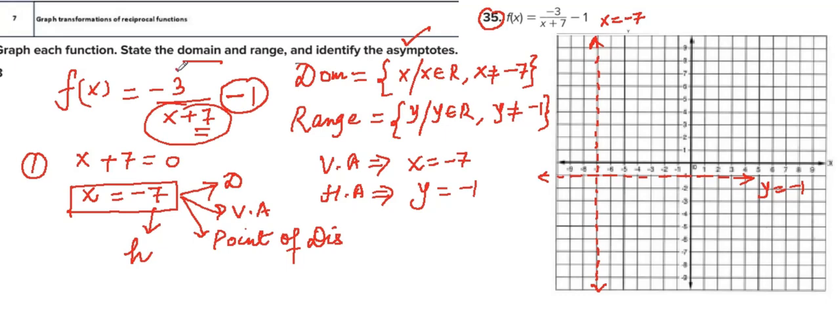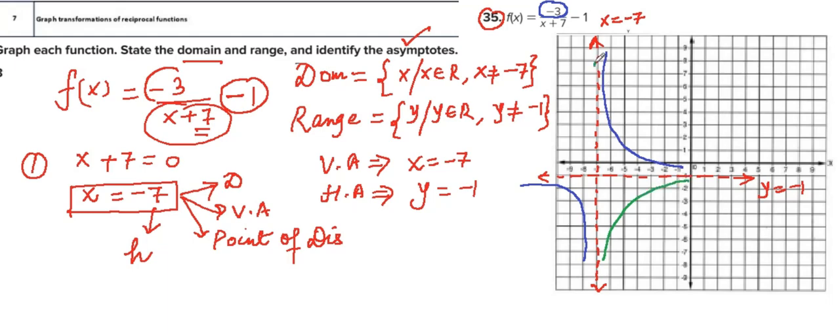Now the graph of a reciprocal function is basically like this, but we will not draw it like this because here a reflection is given. Here the number is -3. In the numerator we have -3. So reflection means your graph will be the reflection of this. So the reflection of this one is this.